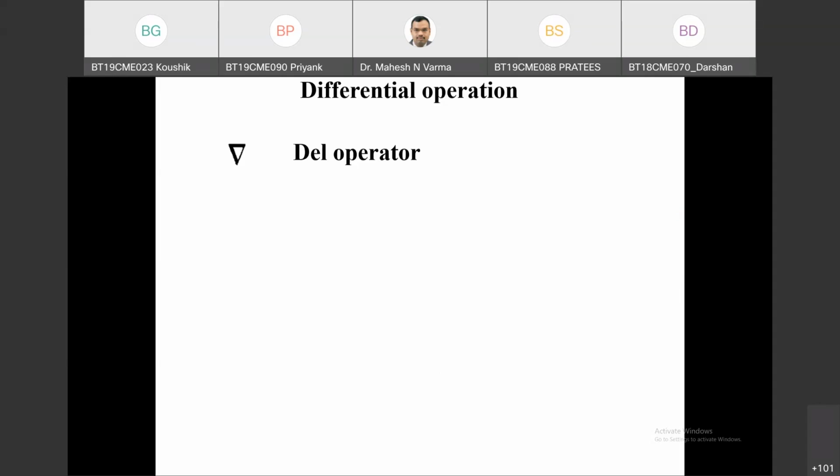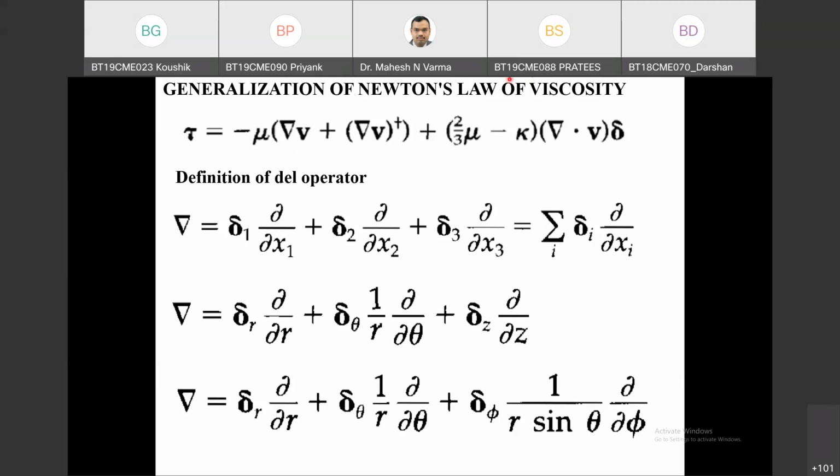So we'll just revise that property once again, which is the generalized Newton's law of viscosity. Here we have discussed del into V, del dot V, and this is the del operator for the Cartesian coordinate system. This is the definition of the del operator for the Cartesian coordinate system, where this delta is a conical delta. 1, 2, 3 represent a direction, so this will be x, y, z, or x1, x2, x3, or anything.